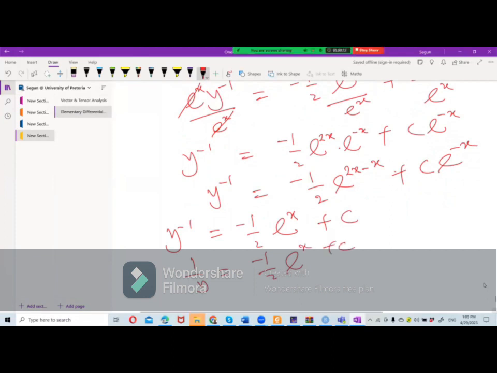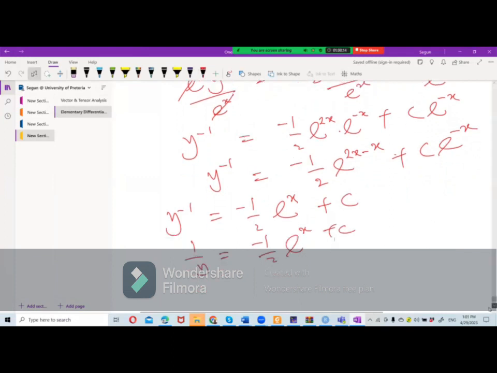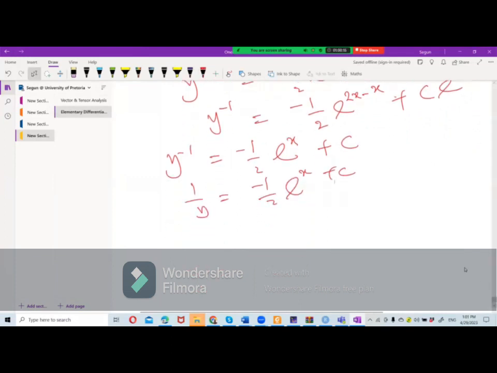Now the question is, we need y. How do you get the y? That means it is a reciprocal of what we are dealing with. Our 1 all over y will be, y equals to negative 1 all over 2 exponential x.